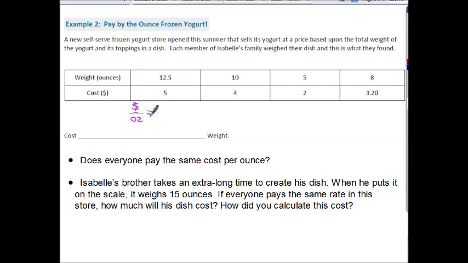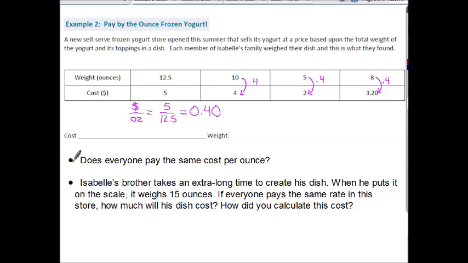So we want to take the cost, in this case was 5, and the ounces was 12.5. And we divide those two, we're actually going to get 40 cents per ounce. So each one of these is going to be basically multiplied by 0.4, 4/10, or 40 cents. So here we can check to make sure that this works. If we multiply 10 times 0.4, we get 4. If we multiply 5 times 0.4, we get 2. And if we multiply 8 by 0.4, we get $3.20. So you'll notice that this works for every single one.